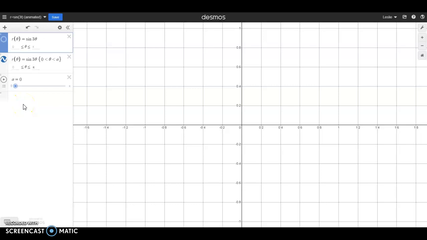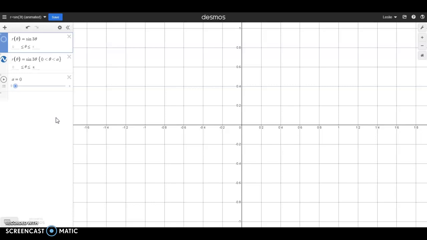I decided that rather than make you watch me do another polar graph by hand, I would try graphing it on Desmos. That gives us a couple of opportunities. One is I can show you how to use Desmos, as most of you are probably going to be using Desmos or other technology to do most of your polar graphs anyway. So this will give us an opportunity to learn how to use it.